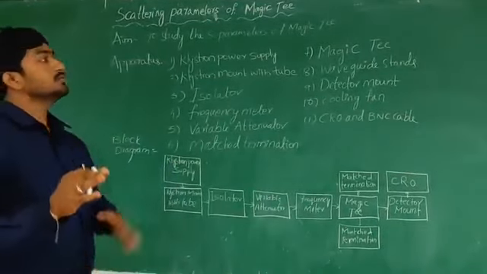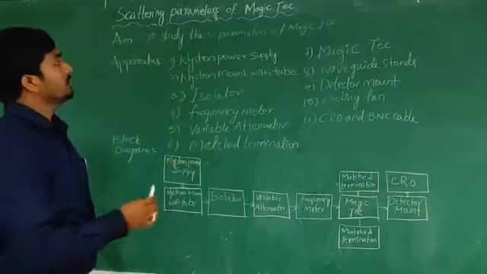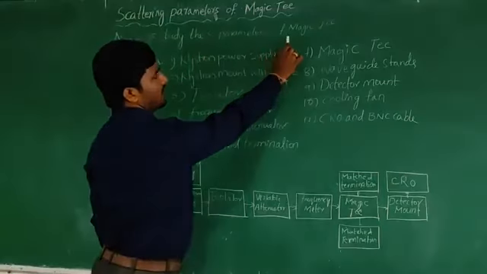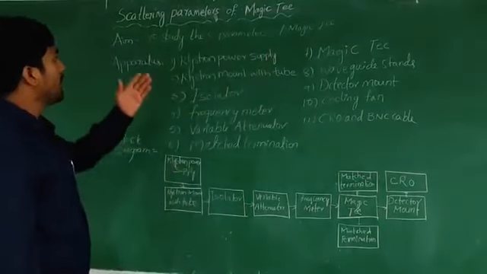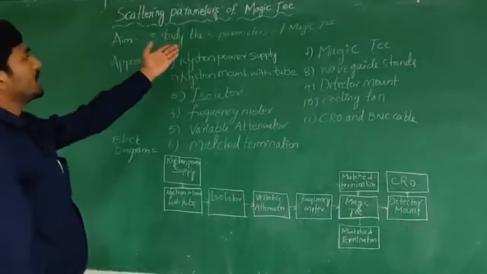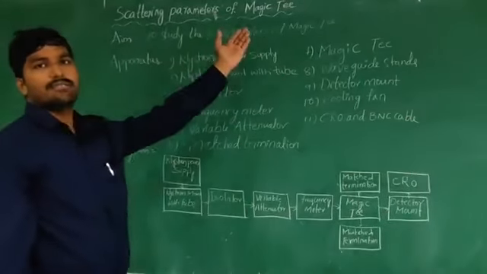Today we are going to do the scattering parameters of Magic T experiment. In this experiment, we are going to derive the S parameters of Magic T. The main aim of this experiment is to study the S parameters of Magic T.